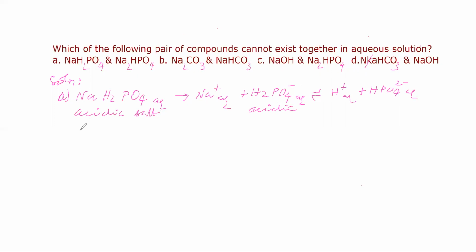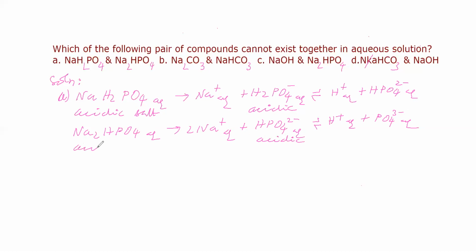In the first option, the second compound given is Na2HPO4. On dissolving in water it gives sodium cations and HPO4 2- anions. HPO4 2- on ionization gives H+ and PO4 3- ion. Since HPO4 2- gives H+, it is acidic in nature, so this salt is also an acidic salt.